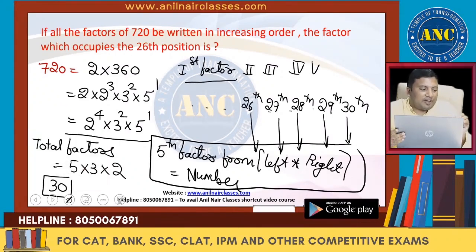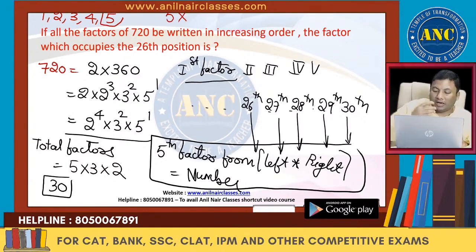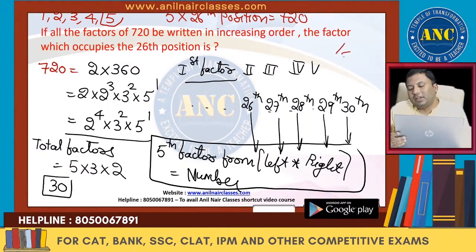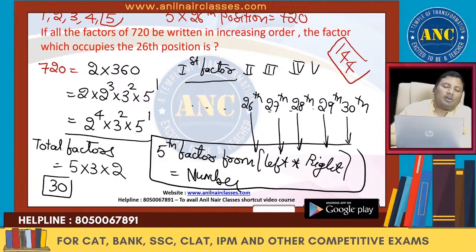So what is the first factor? It is 1. 2 will divide, 3 will divide, 4 will divide, 5 will divide. So the fifth factor from the left is 5. The 26th factor is the fifth factor from the right, equivalent to 720 by 5. What will be the answer? The answer is 144.